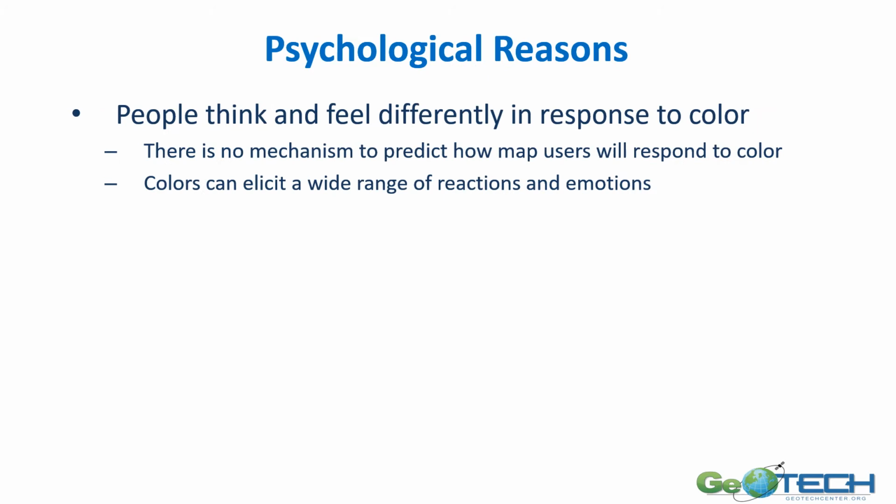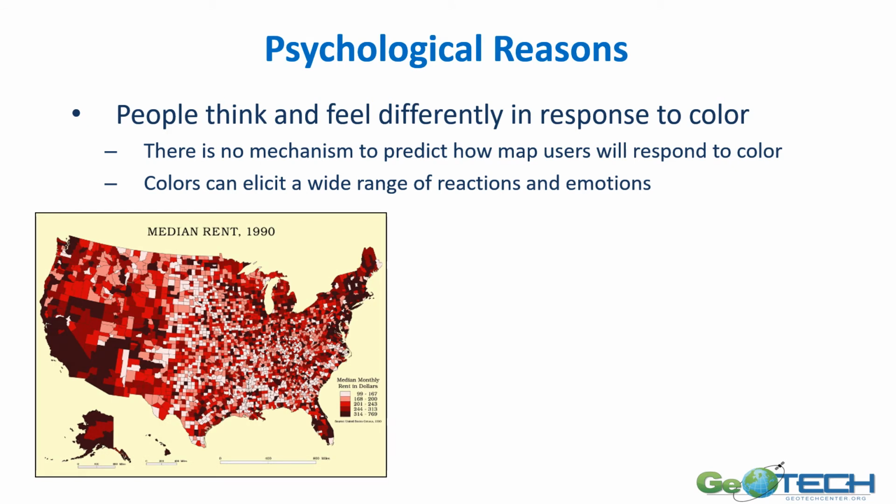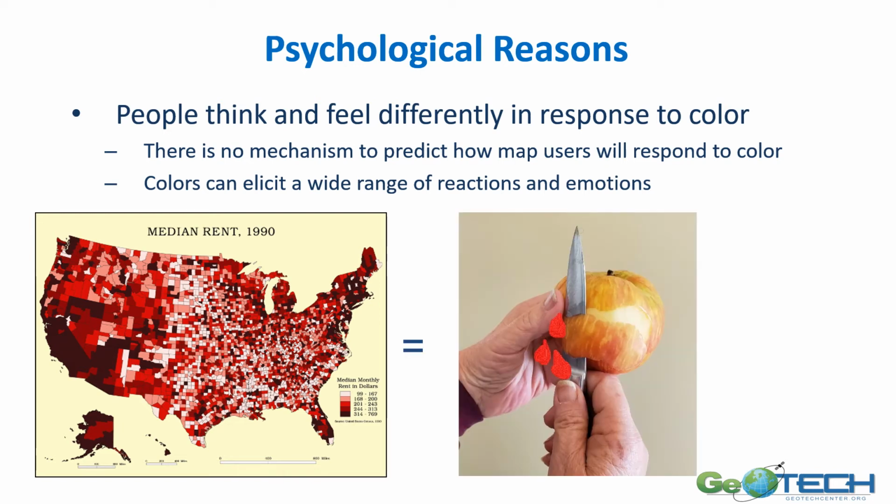Psychological reasons. There are some things too that are just truly psychological. People react to different colors in a response, and there's no set way you can predict how they're going to react. Here's a nice map. It is, you know, median monthly rent in dollars, but it may make you feel uncomfortable because it may equate with something where you see red and it makes you feel very uncomfortable. So sometimes this color is not a good thing.